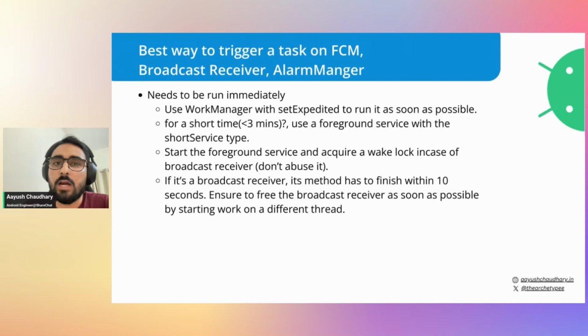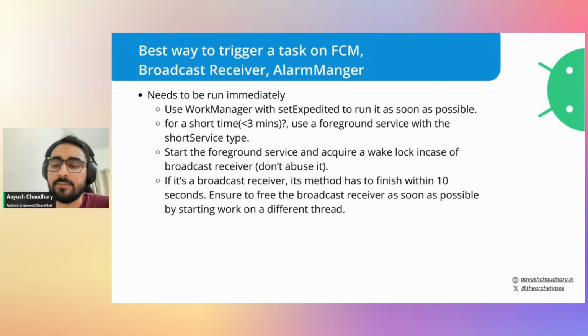Now we have talked about how you can run work when the app is in foreground and then moves to background while your work continues to run. But there are scenarios when you want to trigger a task based on a broadcast receiver, AlarmManager or FCM. To do that, you have to check if your task needs to run immediately. Then you can use WorkManager, which ensures it will run as soon as possible. If your use case can't wait and you have to show something to the user, you can check if your work will be done within 3 minutes.